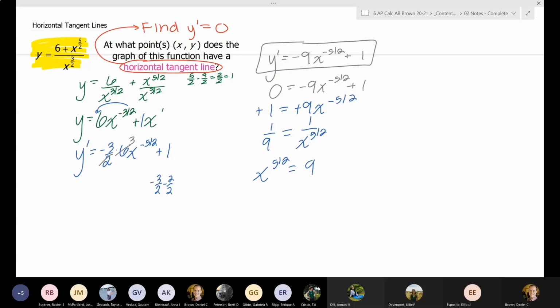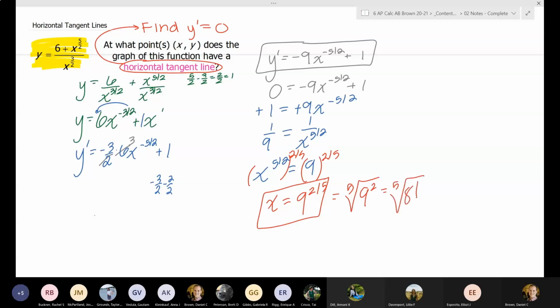And then we do need to remind ourselves, how do we cancel out fractional exponents? Well, what cancels out a 5 halves is something to the 2/5. So I get x is equal to 9 to the 2/5 power. This would be the x-coordinate of a horizontal tangent line. Other ways you could write that: a 5th root is the same thing as to the 1/5, so this is the same thing as the 5th root of 9 squared or the 5th root of 81. I would of course count all of those as the same and give full credit.